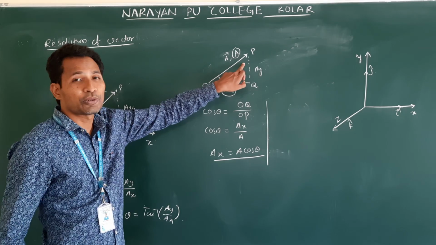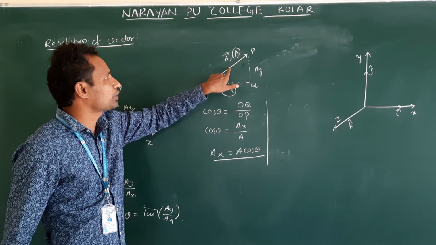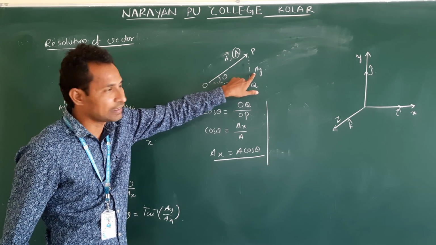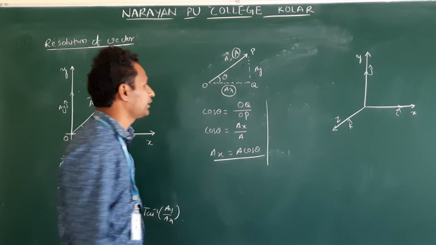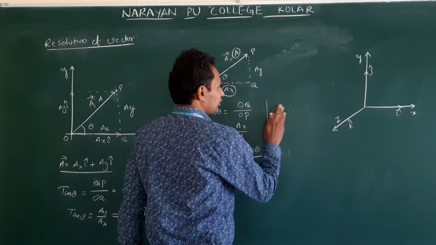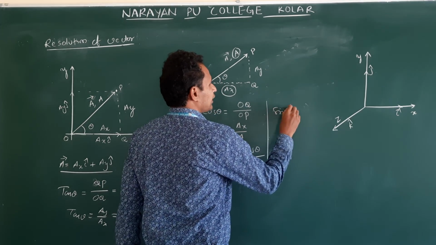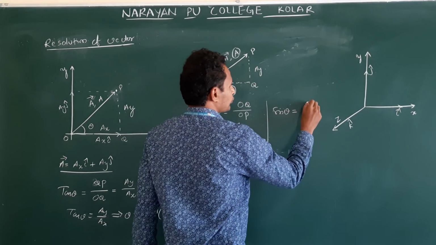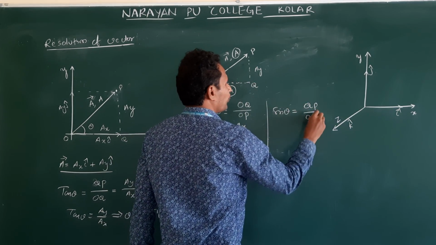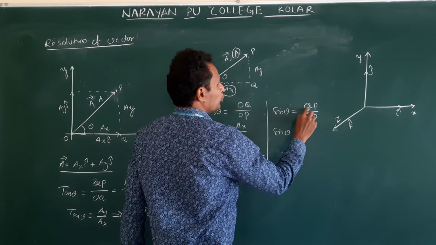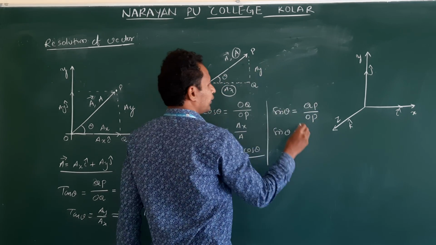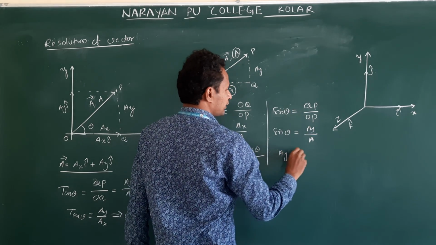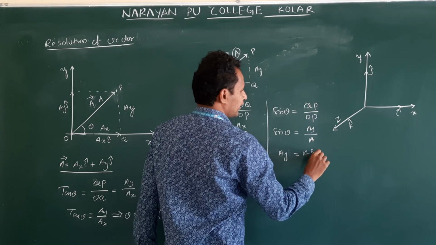Next, the opposite side. The hypotenuse is already known, A. Ay we need to calculate. Which trigonometrical ratio contains these two terms? Cos is already used. Sin theta. Sin theta is equal to what? Opposite side by hypotenuse. QP by OP. QP is what? Ay. OP is what? A. So Ay is equal to A sin theta.